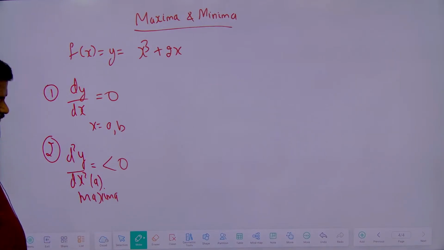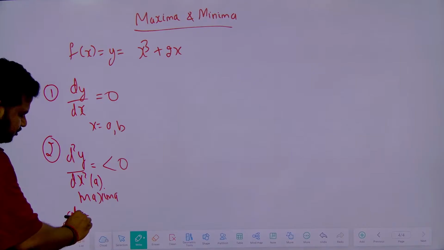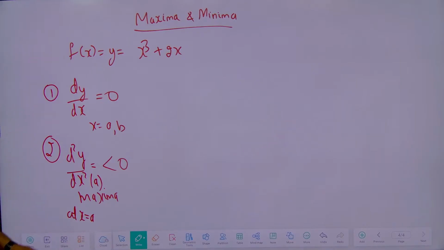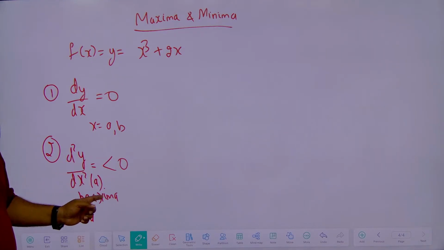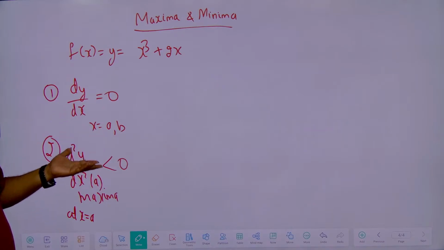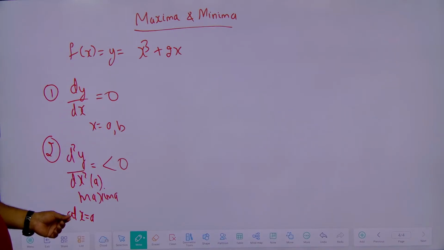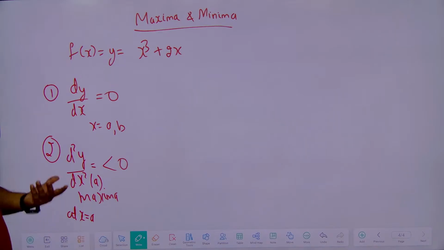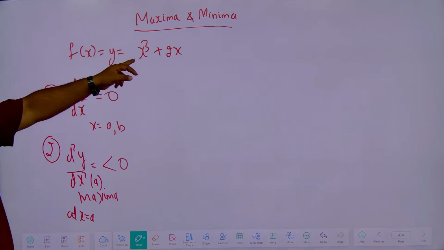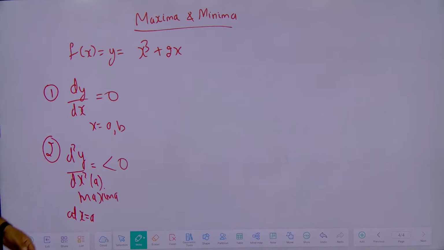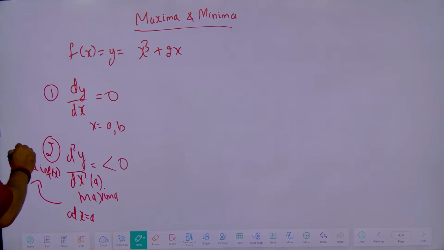It is maxima. At which point? At x is equal to a. See, d square y by dx square at the point x is equal to a, if it is coming less than 0, then the function is having a maximum value at x is equal to a. Then what is that maximum value? For the original function, wherever x is there, put a in f of x to get the maximum value.